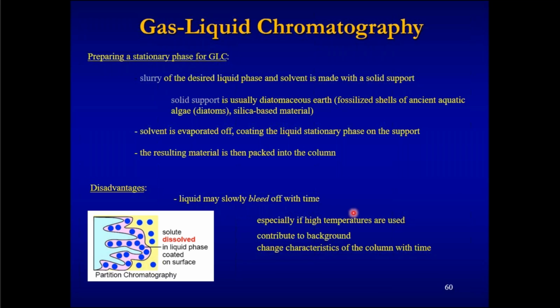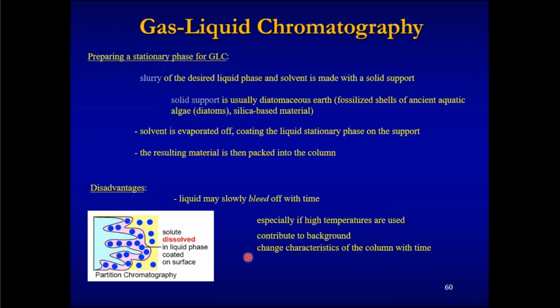This bleeding usually may take place, especially if high temperatures are used, that is, evaporation of the liquid stationary phase could take place. And if this happens, then it can contribute to background. That is, when you see a chromatogram, the liquid stationary phase may give a response, and you may get small peaks in the background or in the baseline.